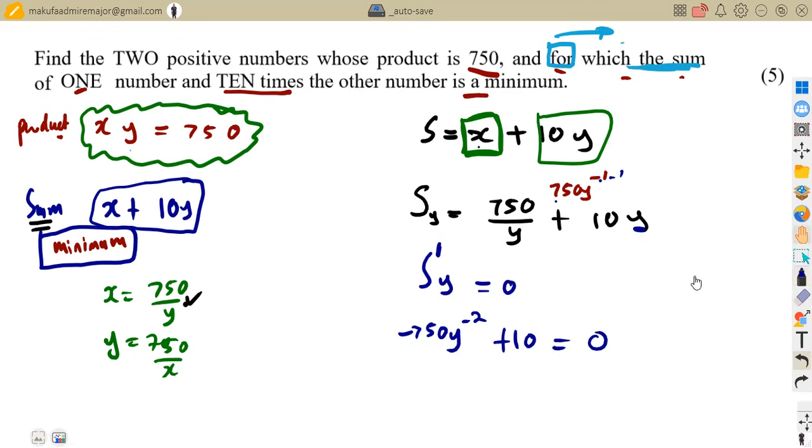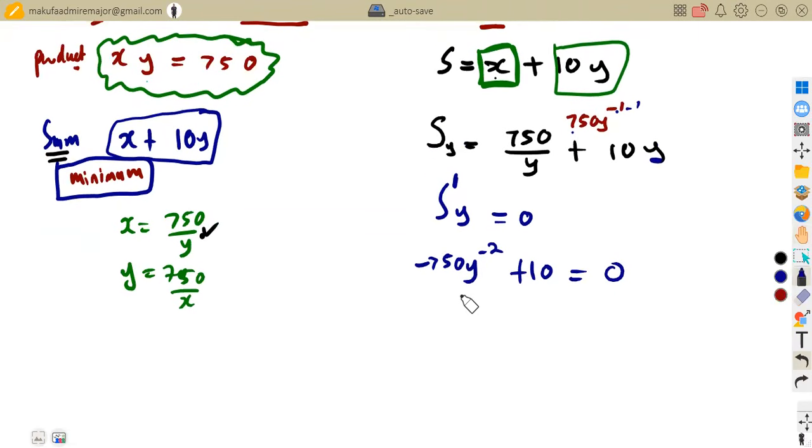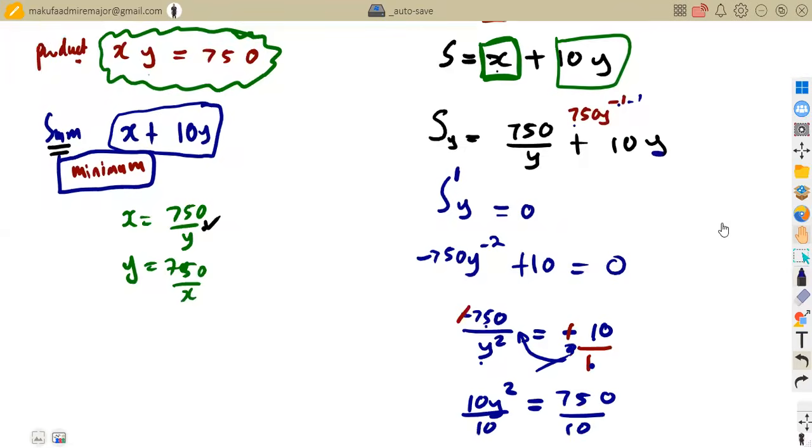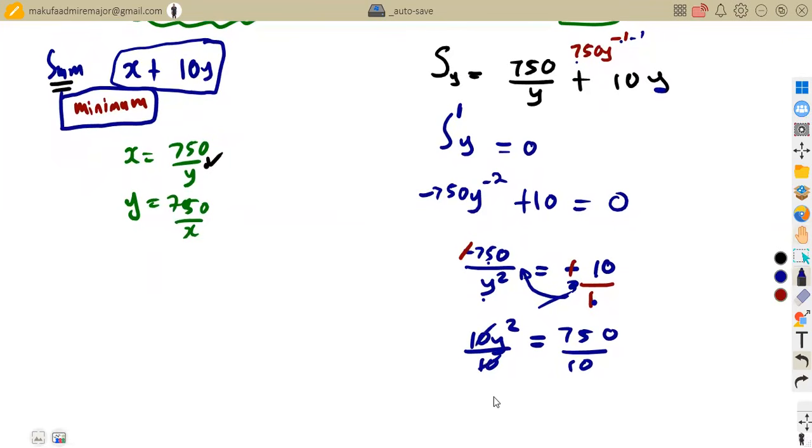So we are supposed to solve for the value of y in this case. How can we solve for y? Transpose: we're going to have minus 750 over y squared is equal to 10 to that side, which is going to be a negative 10. Since the negatives cancel, we can cross multiply to find y. That's 10 times y squared, which is 10y squared, and 1 times 750, which is 750. We can divide by 10 on both sides. That means our y squared is going to be equal to 75.